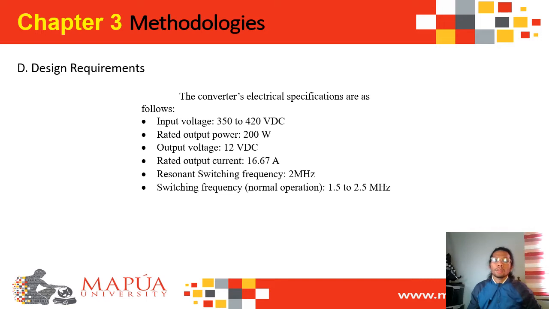For the design requirements or required parameters for the design, the converter's electrical specifications are as follows. The input voltage has a range of 350 volts to 420 volts DC, where the minimal input voltage is around 397 volts, and the rated output power is 200 watts. The output voltage is 12 volts DC, and the rated output current is 16.67 amperes. The resonant switching frequency is 2000 kilohertz or 2 megahertz, and the switching frequency for the normal operation is in the range of 1.5 to 2.5 megahertz.